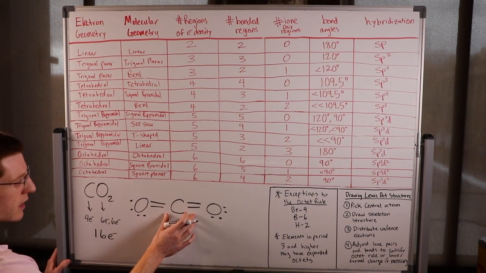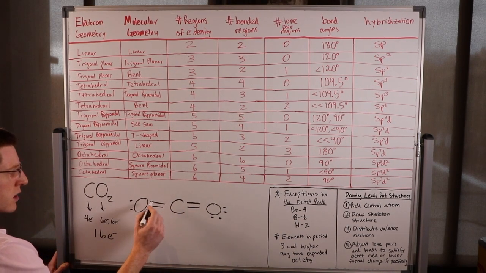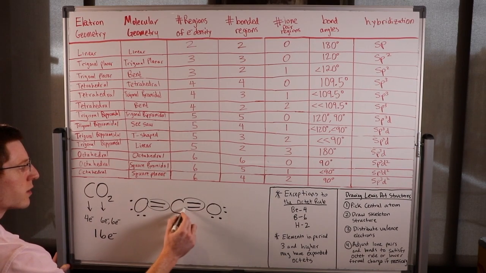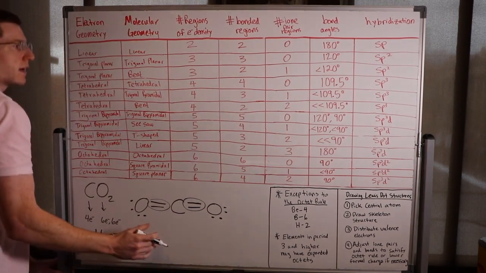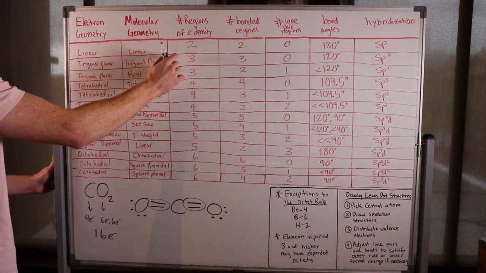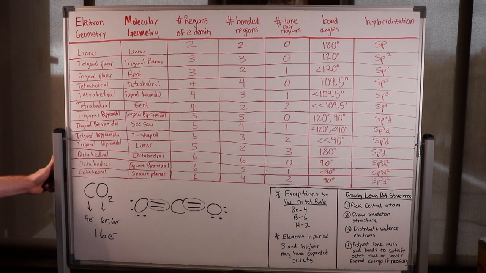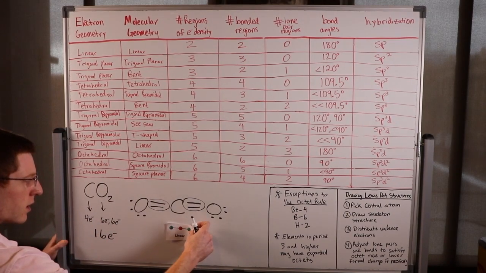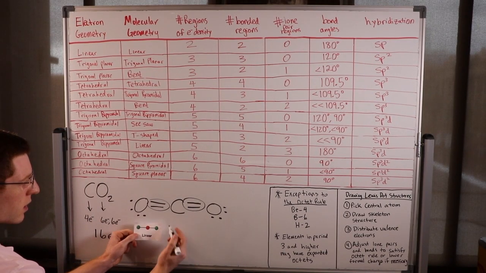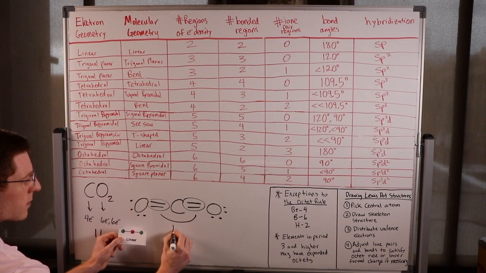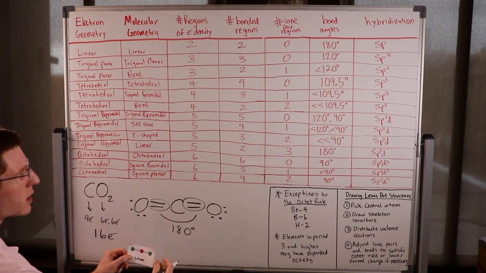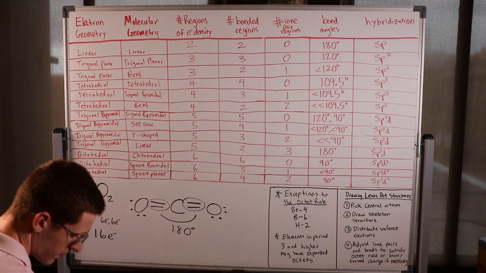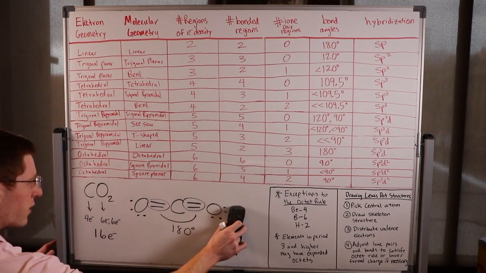So now let's find the information on the chart. So I have 2 regions of electron density. And again, only the first row has the option of 2 total regions of electron density. So again, this molecule is going to be linear with a bond angle of 180 degrees, and the carbon is going to be sp hybridized. So let's move on.